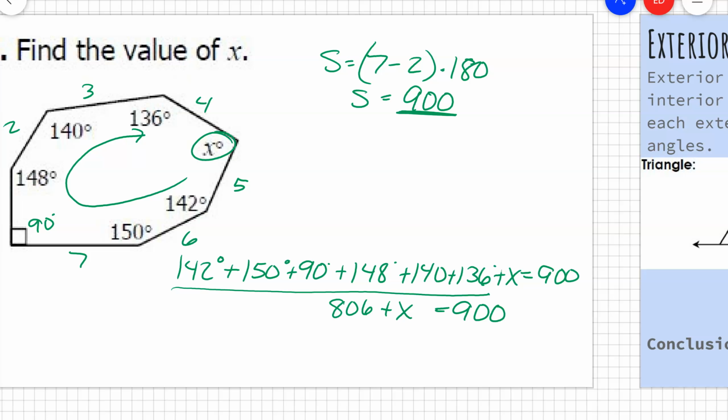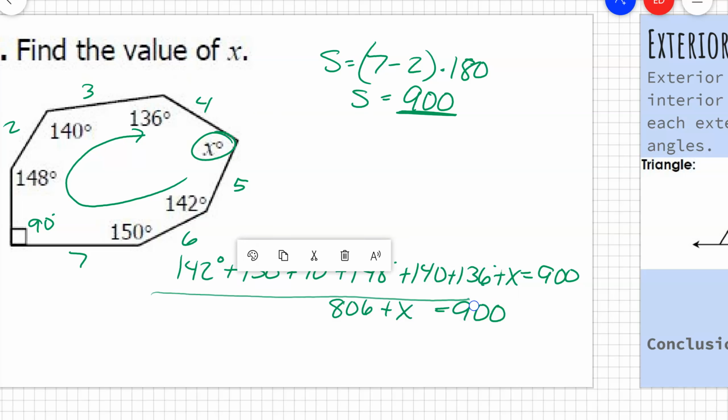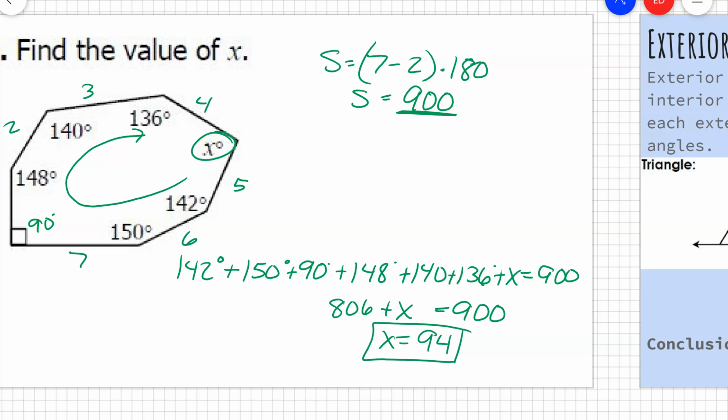That kind of looks like a division key. Maybe I'll try to delete that there. There we go. Alright, so the next thing that we're going to do is we're going to subtract 806 to both sides. That way I can isolate that. And it just becomes 94. So x is 94 on this one.